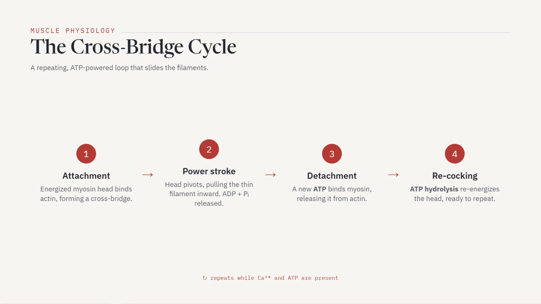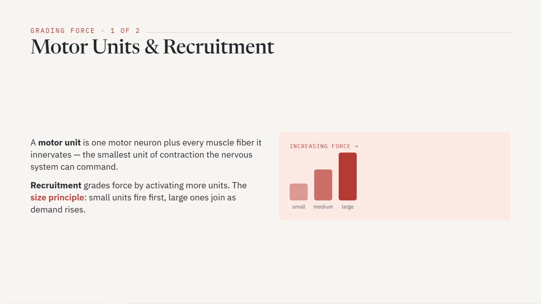Step 4. Recocking. The myosin hydrolyzes that ATP, using the energy to swing back to its ready position, and then it repeats. As long as calcium keeps the sites exposed and ATP is available, the cycle turns over and over, and the filaments keep sliding. So a single muscle fiber contracts fully or not at all. How, then, does your bicep produce forces ranging from lifting a feather to hoisting a heavy weight?